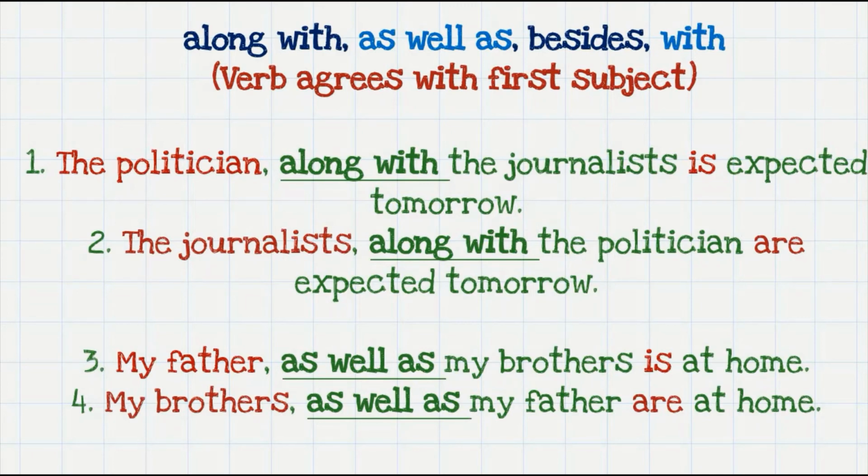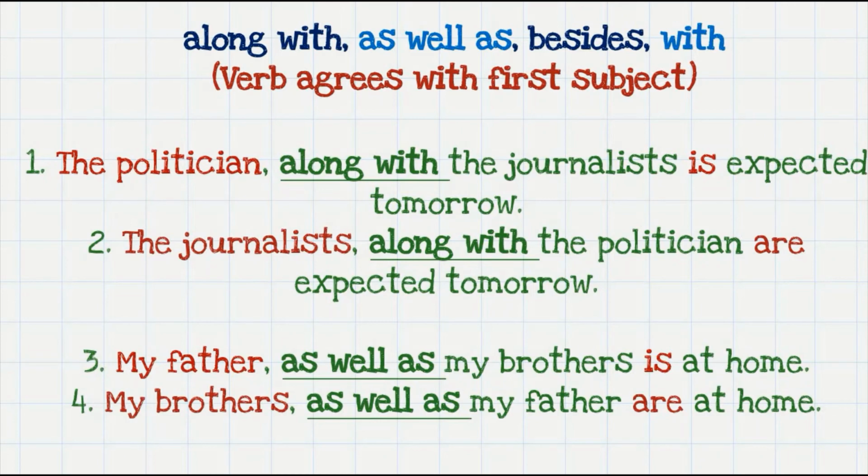However, if the order were to be reversed, the journalist along with the politician. Now the journalist is the first subject, the politician is the second subject. So the verb agrees with the subject that appears first and therefore it takes on a plural verb. The journalists are expected tomorrow.